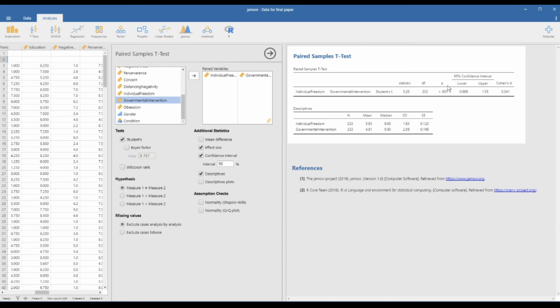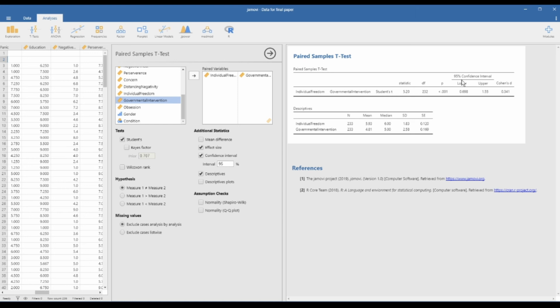To know if it's significant, we're going to come over to this p-value. The way that you decide if this is significant or not is if it's less than 0.05. And what we're seeing here is that our p-value is less than 0.05. In fact, it's less than 0.001, in which case some people might describe this as highly significant. I'd probably just say that it's a significant difference. So what we're going to conclude here is that participants have significantly greater support for individual freedom than they do for governmental intervention, and we can actually also see a 95% confidence interval for that difference.